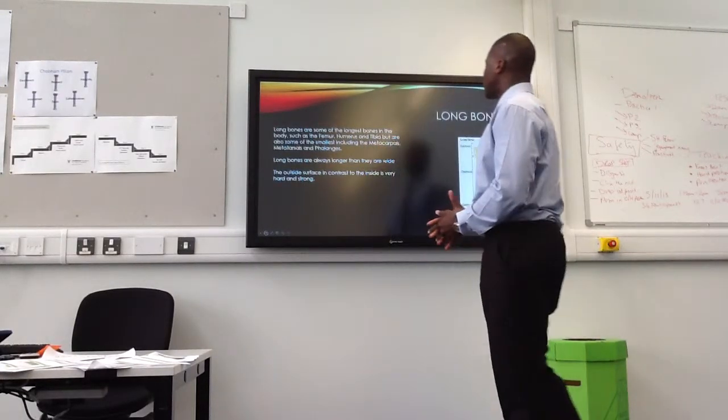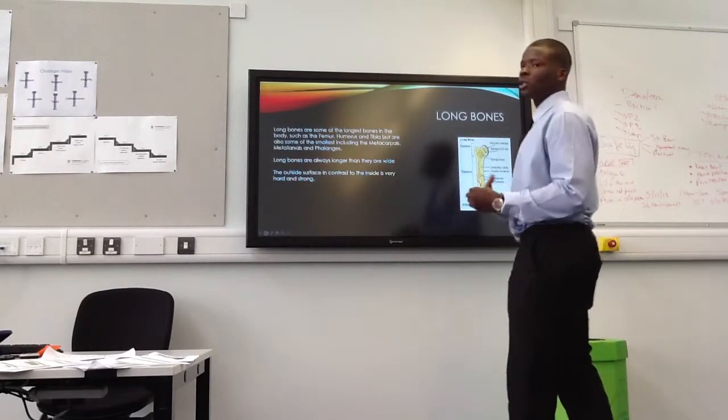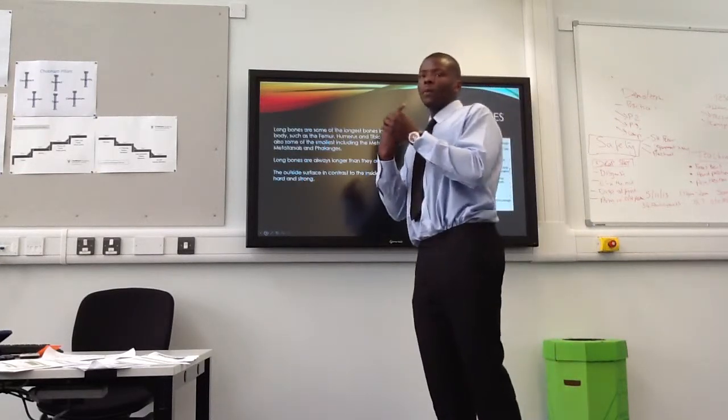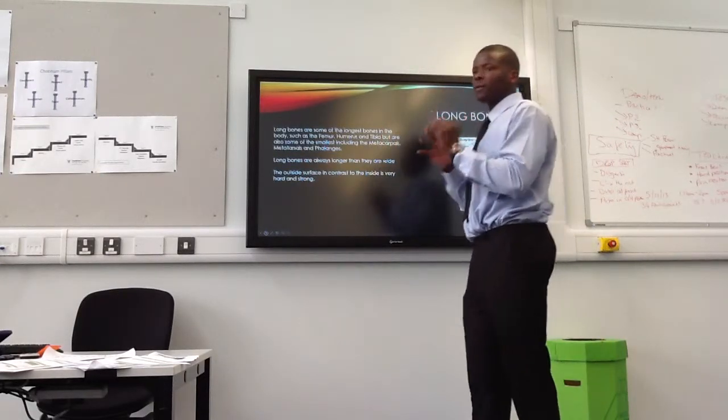The outside surface, in contrast to the inside, is very hard and strong. So although the outside of the long bones is very hard, the inside is very soft.